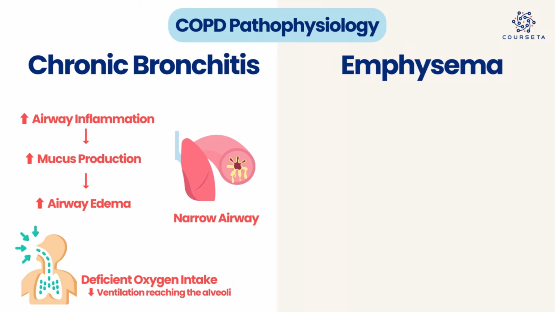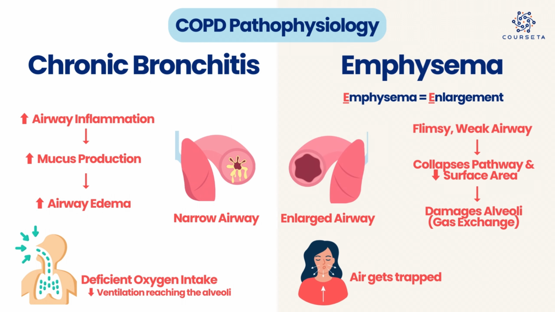Emphysema is pretty much the opposite in pathophysiology, but it causes the same thing, obstructive airway. Now, we talked about how chronic bronchitis is a narrow airway. Well, emphysema, it's a distended and flimsy airway. So what I want you to remember, to help you remember this, emphysema means enlargement. Emphysema is the enlargement of the airways. Not only are the airways enlarged, they're also very flimsy and weak.